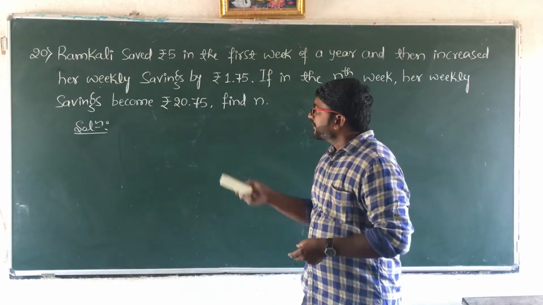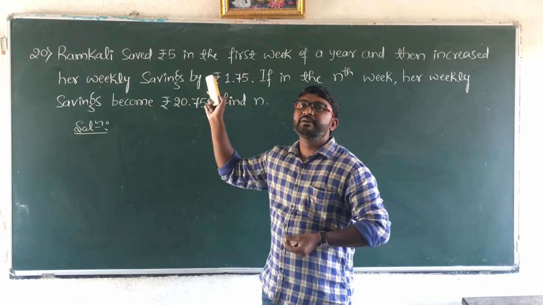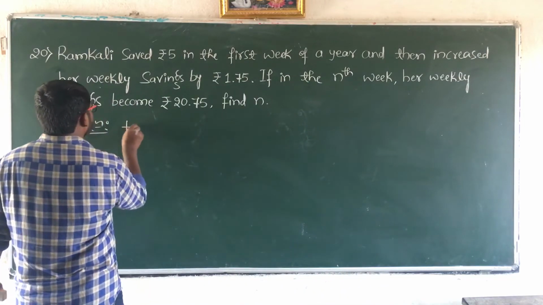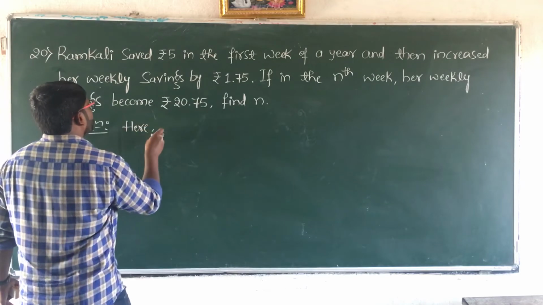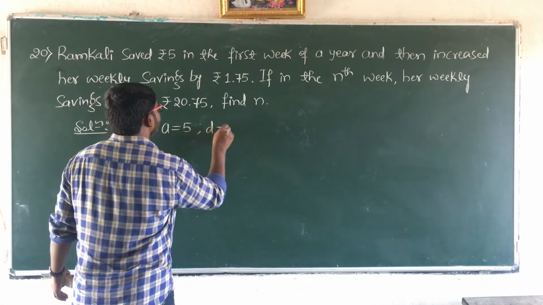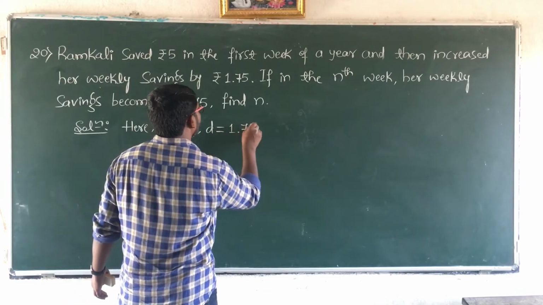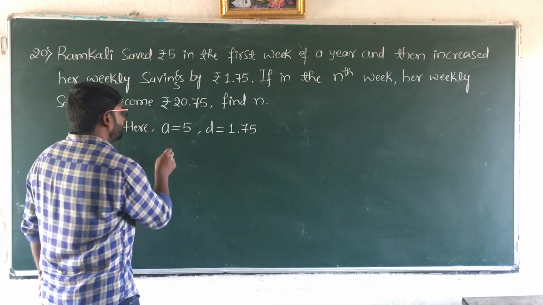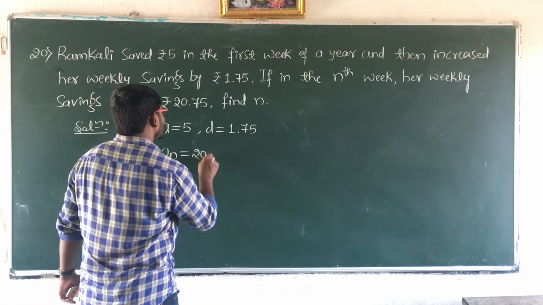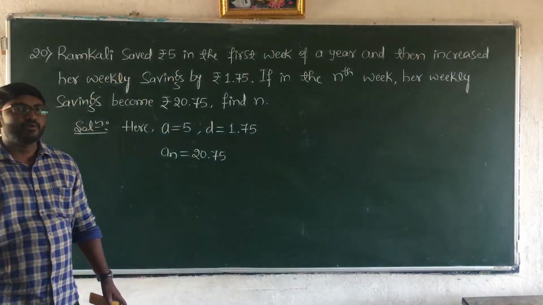And then what is this 20.75 rupees? This will be the nth term of this particular AP. So let us write the given information here. A is equal to 5, then D is equal to 1.75, and AN is equal to 20.75.